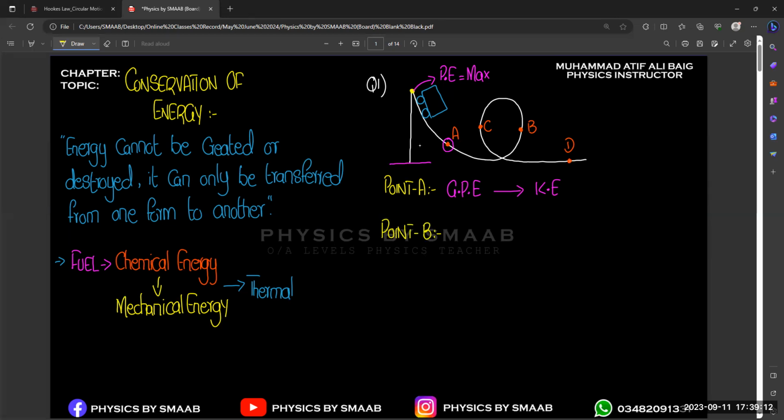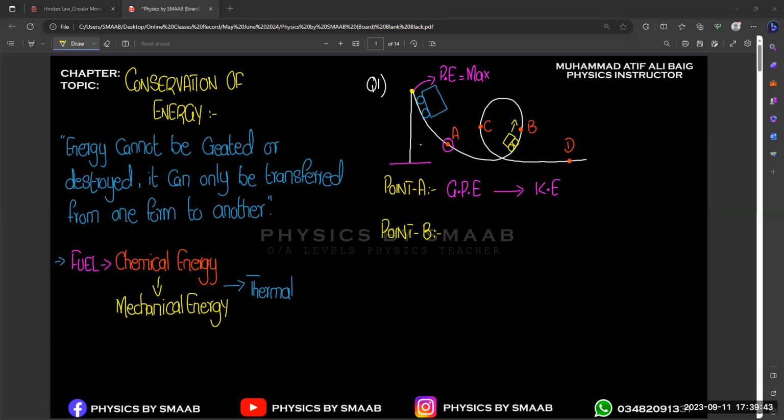Because you know that just like the white line, it is just like a roller coaster. When it passes through point A, then again it will move in the upward direction. So what do you think, at point B, what type of energy is stored in the car? Potential energy.